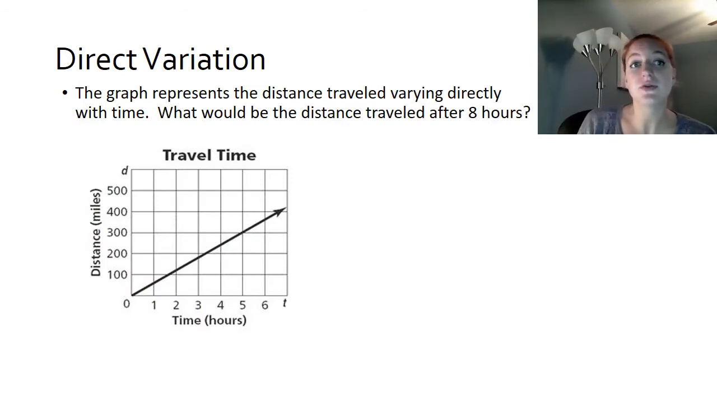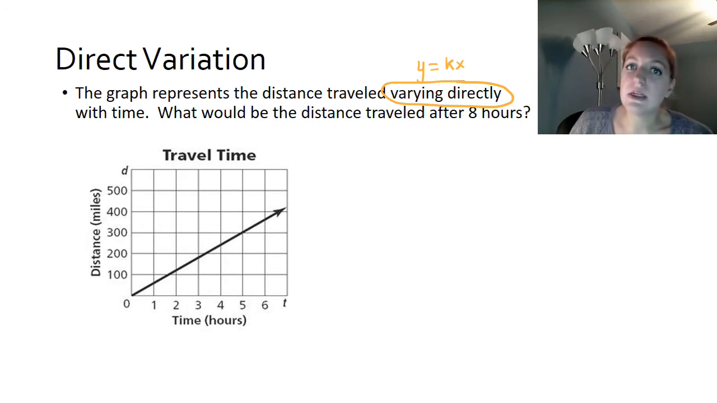Okay, now let's look at direct variation as it applies to a graph. So in this problem, it says the graph represents the distance traveled varying directly with time. What would be the distance traveled after 8 hours? So hopefully you all picked up on that very important phrasing, varying directly. Did you all pick up on that? Hopefully. So whenever it says varying directly, you want to use that direct variation formula, y equals k times x.